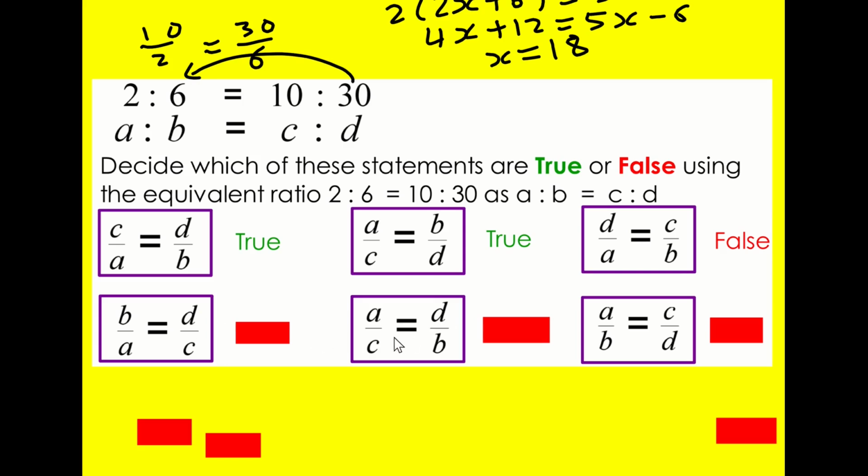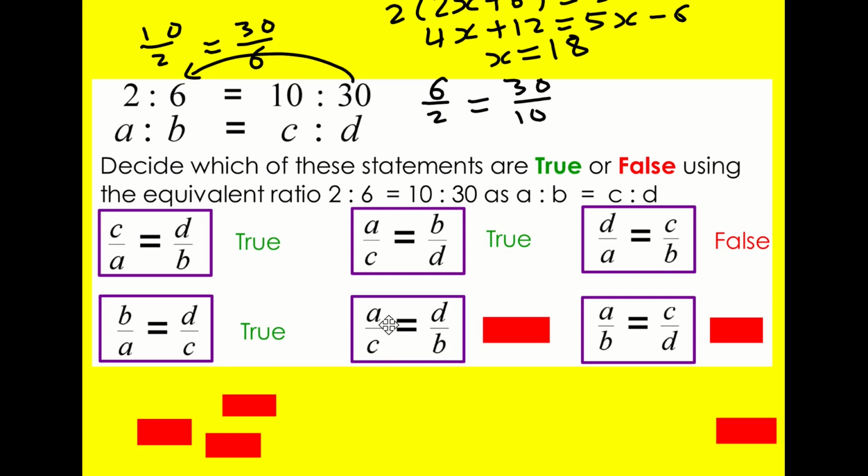However, we need to be a bit careful because you can see to go from here to here, I basically multiplied through by 5. And actually 6 divided by 2 is equal to 30 divided by 10. It's not the scale factor as such that goes between these two. It's the scale factor that goes between, how do I get from 2 to 6? I times it by 3. How do I get from 10 to 30? I times by 3. So actually this one's going to be true as well.